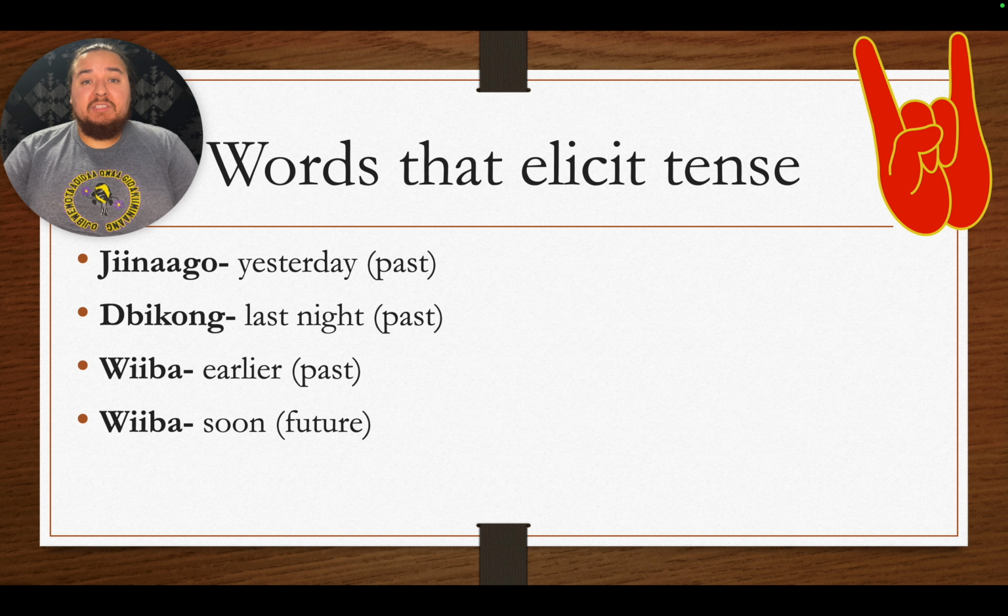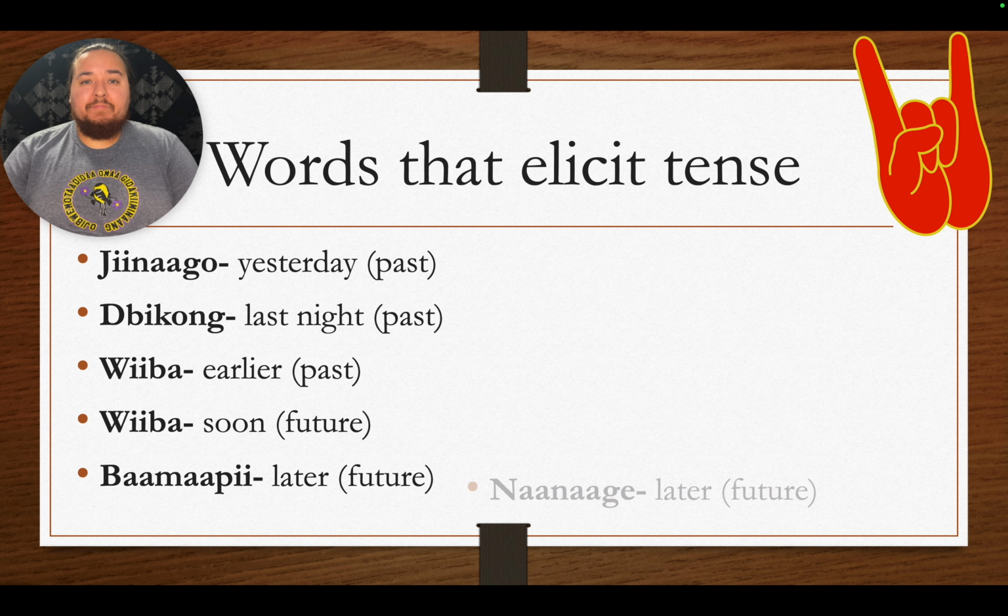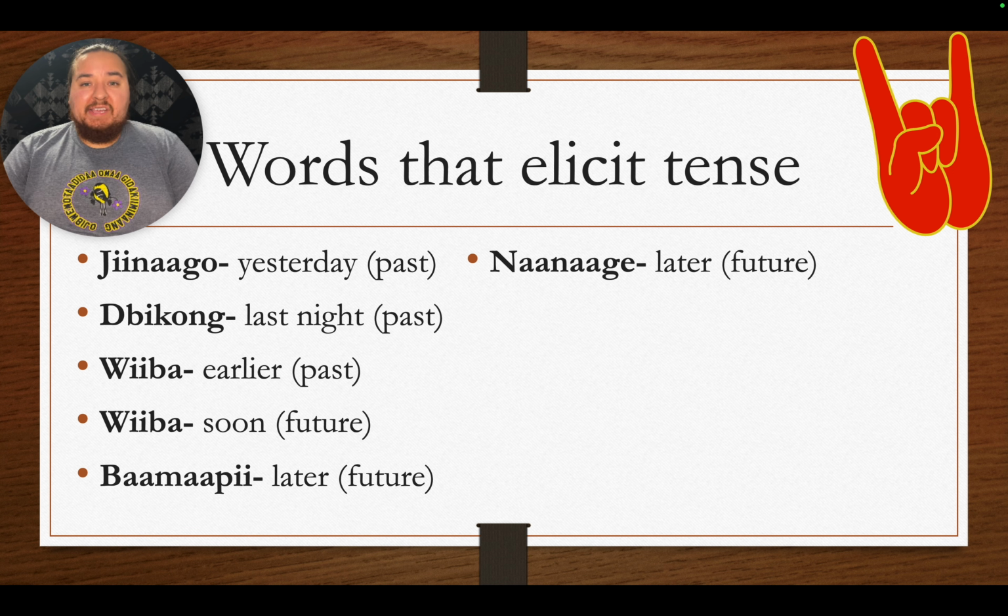Wiba can also mean soon, and if your verb has a future tense marker, that's when wiba means soon. If your verb has a past tense marker, wiba means earlier. So our next word is p, which means later, and the verb will require a future tense prefix when using p. Nanage is another word for later. Same rules apply to nanage as p.